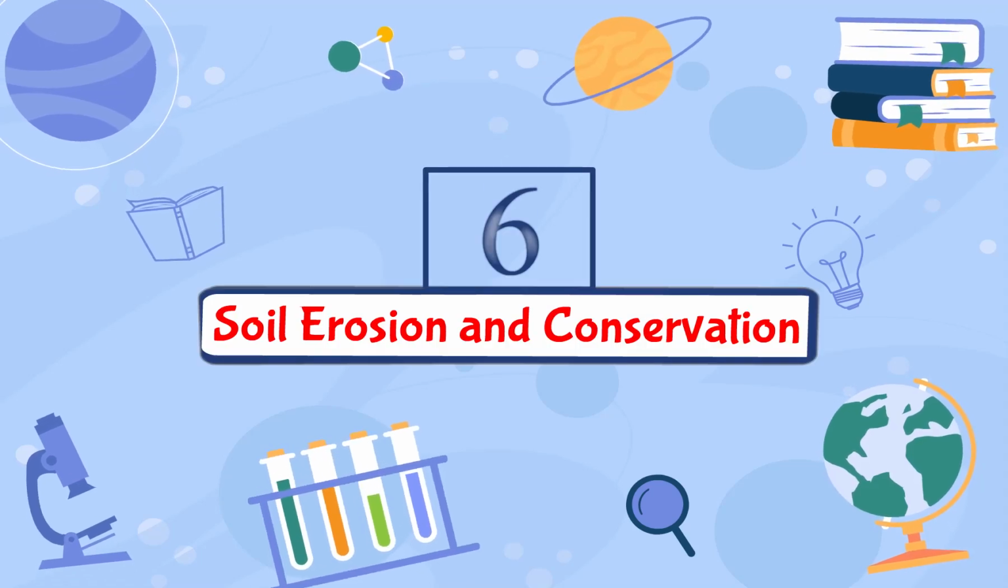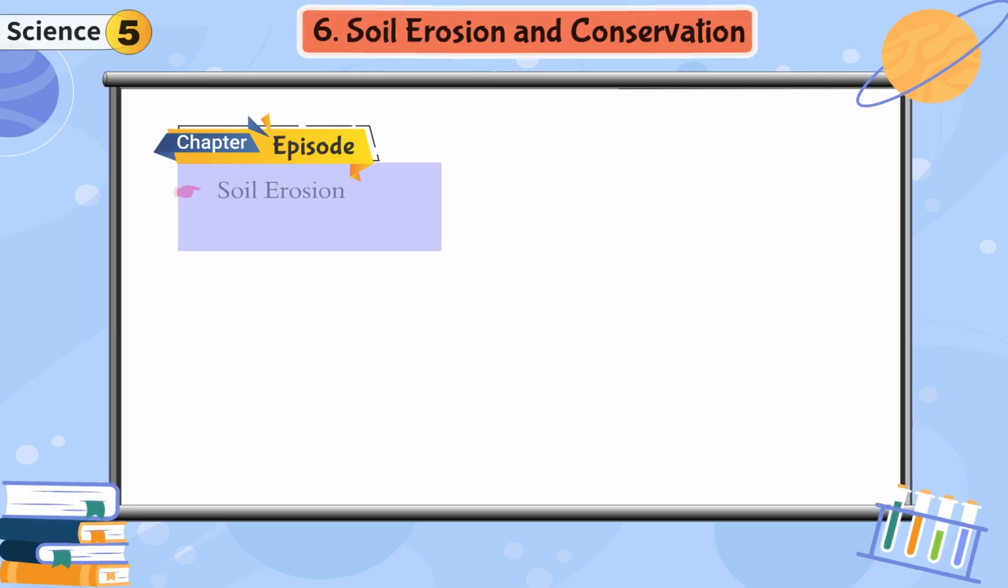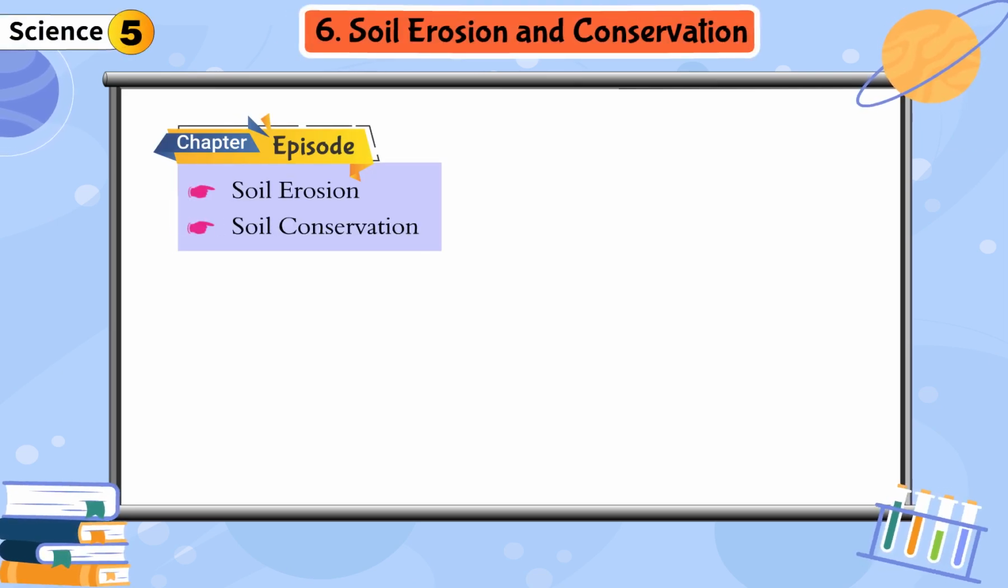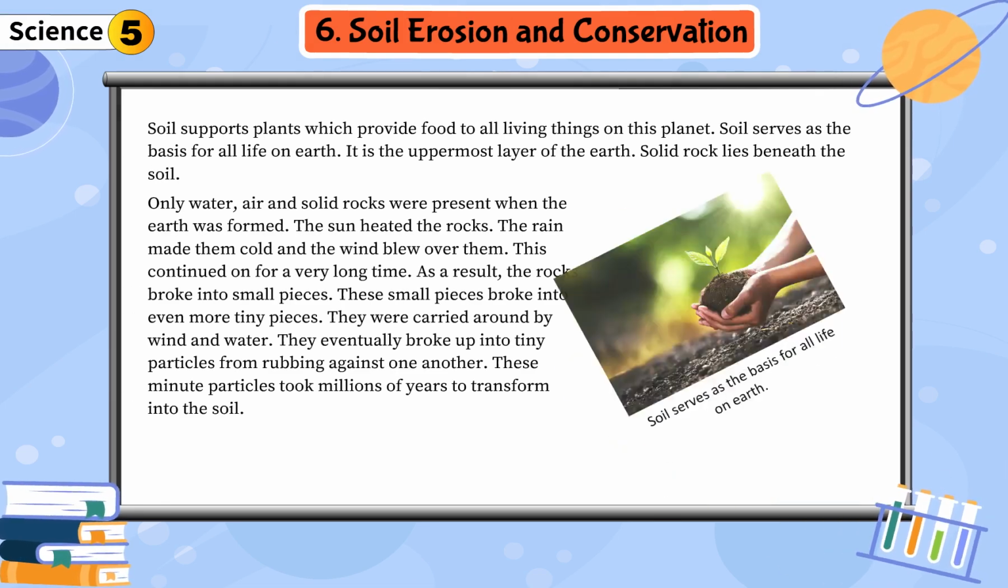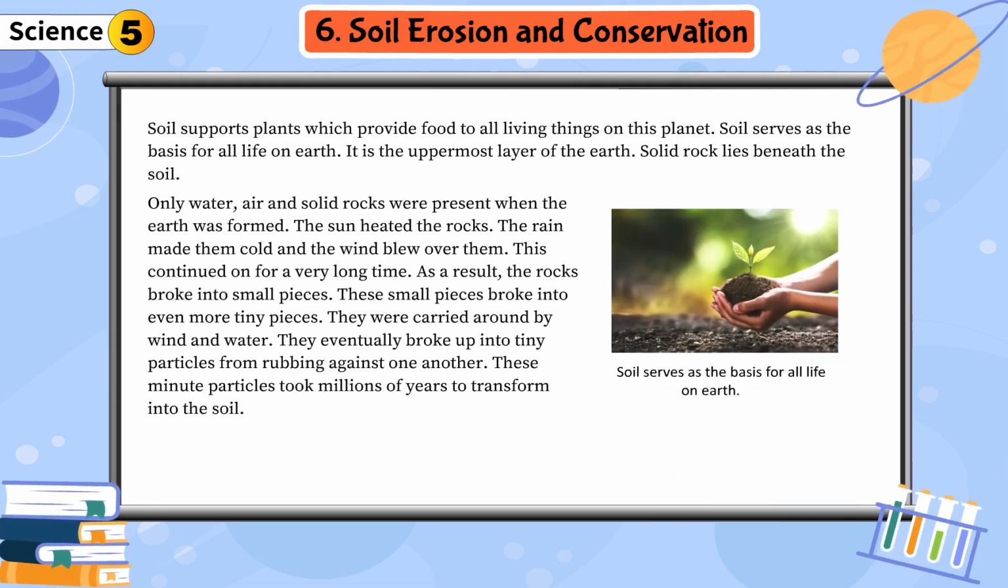Chapter 6. Soil, Erosion and Conservation. Soil erosion. Soil conservation. Soil supports plants which provide food to all living things on this planet. Soil serves as the basis for all life on Earth. It is the uppermost layer of the Earth.